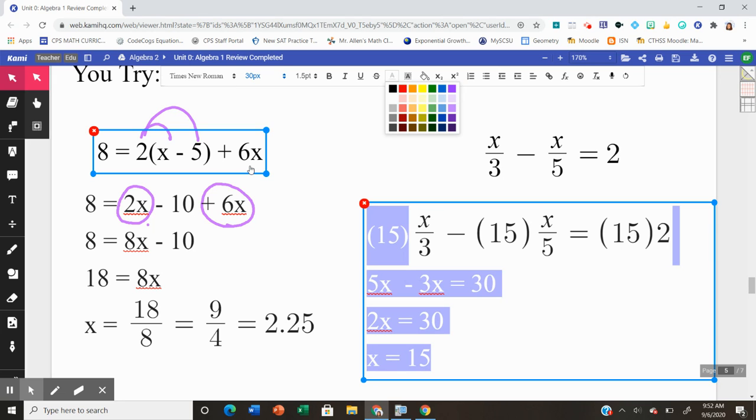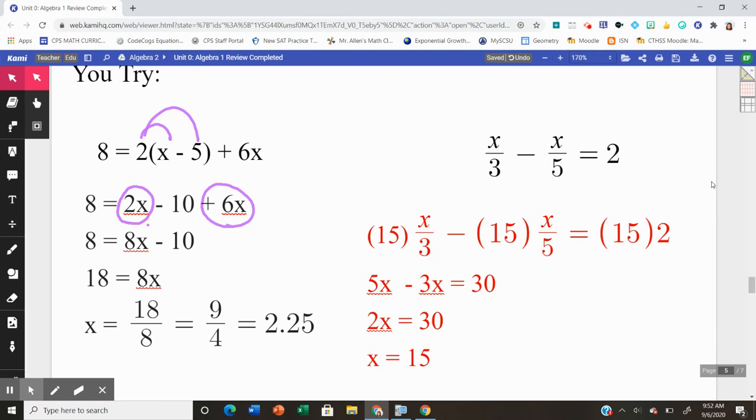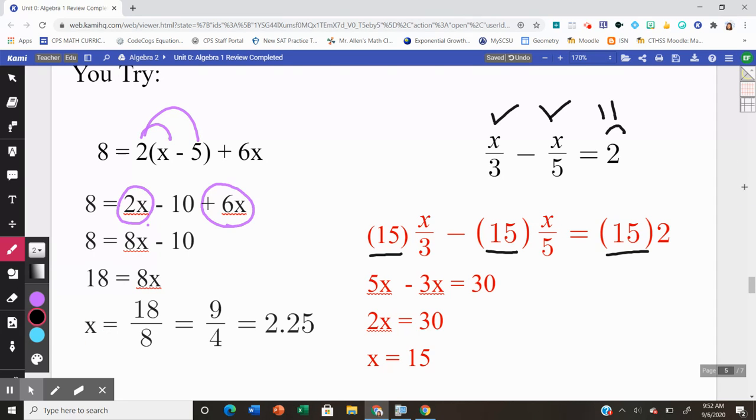Keep in mind when you're doing this method of multiplying by that lowest common denominator, you need to make sure that you are multiplying everything, including the side over to the right here. A lot of people have the tendency to multiply this one and this one by 15, but then somehow this guy gets forgotten about. So make sure we distribute the 15 to every single term. From here, it's just combining the like terms of the 5x and the 3x, which gets us 2x, and then dividing by 2 to get a final answer of 15.